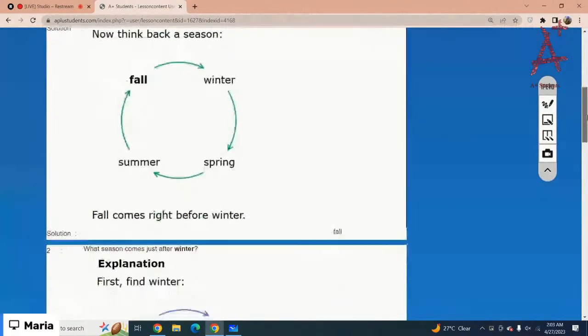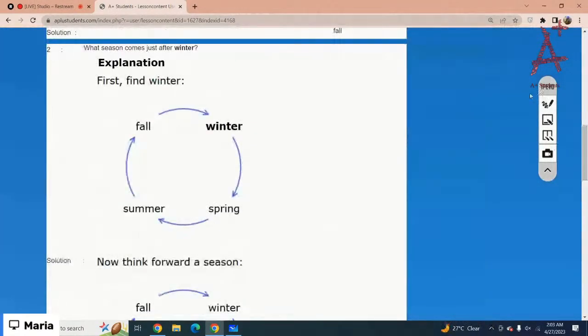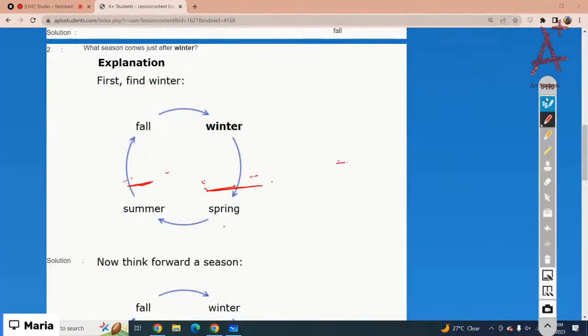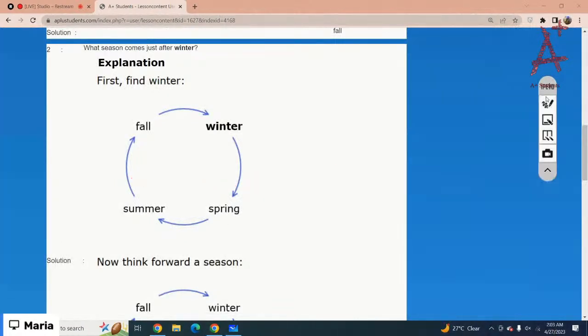Okay, the next example is what season comes just after winter? You have to see now the season that is after the winter. So just keep this table, keep this cycle in your mind. Winter, spring, summer and fall. So right after winter you have spring. Before winter you have fall and after winter you have spring.